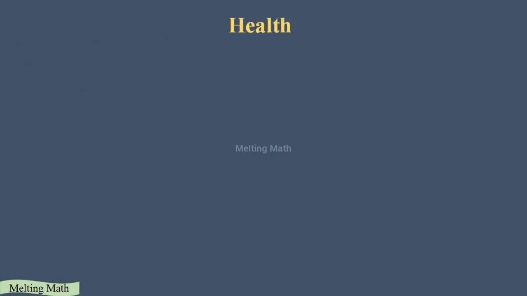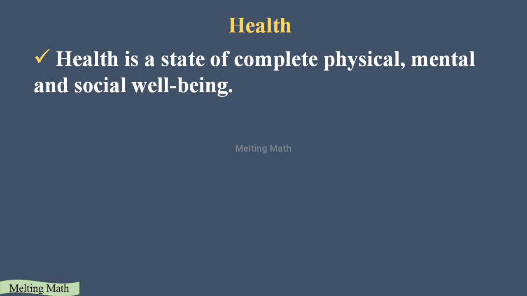Okay, first see about health. Health is a state of complete physical, mental and social well-being. Here physical is nothing but our body, mental is our mind state, and social well-being is nothing but how we interact with our surroundings, like how we interact with our friends and family. That comes under social well-being.